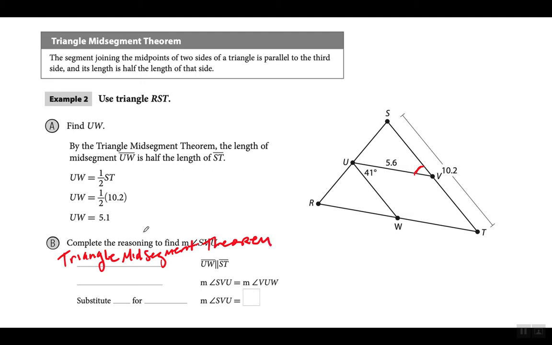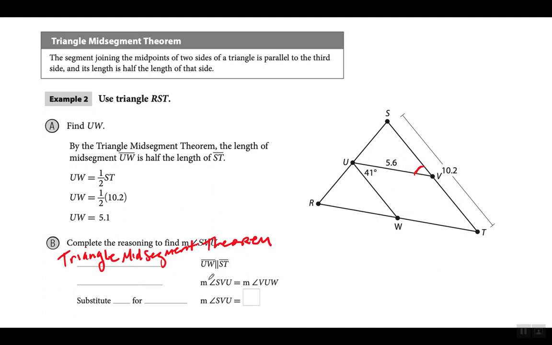Tenemos que encontrar la medida de ángulo SVU y quieren saber la razón por qué segmento UW es paralelo al segmento ST. El símbolo en el medio ahí significa paralelo. Remember that those two lines mean parallel. All right, so that reads segment UW parallel to segment ST. Okay, now look at the next one.